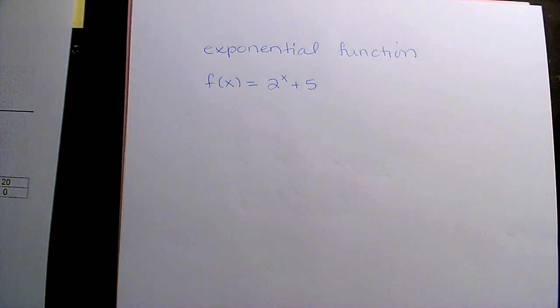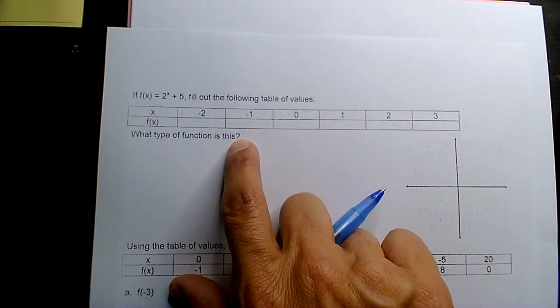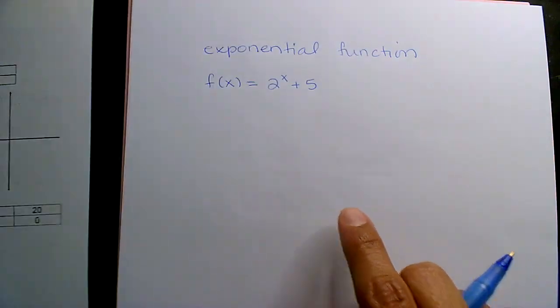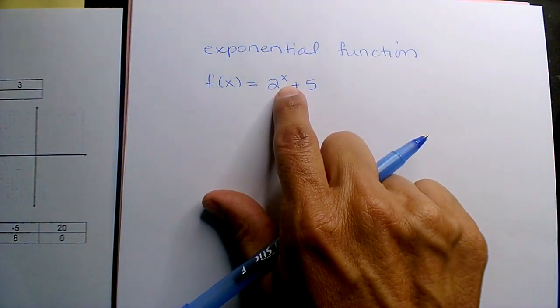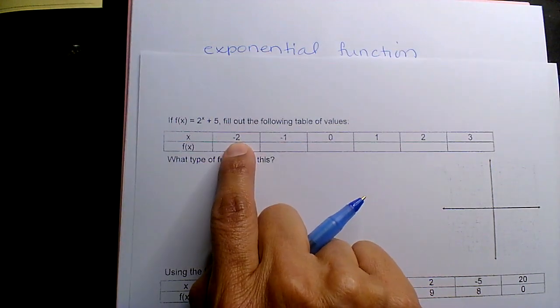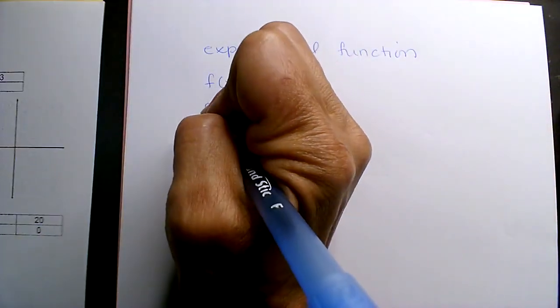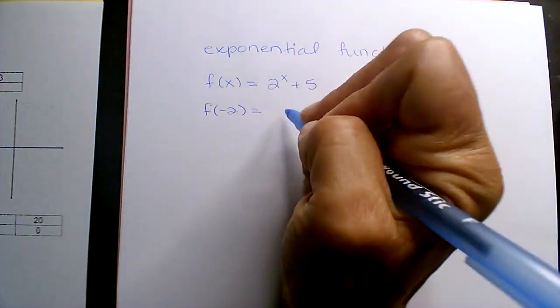Okay. You're doing your exponential function. We'll fill it in here. Oh, so it's an exponential function. Okay. So if I'm substituting, they ask for let x equal -2. So what's f of x? So what is f of -2?